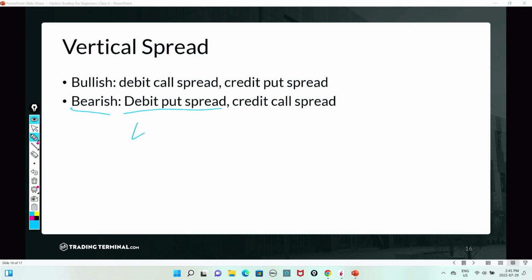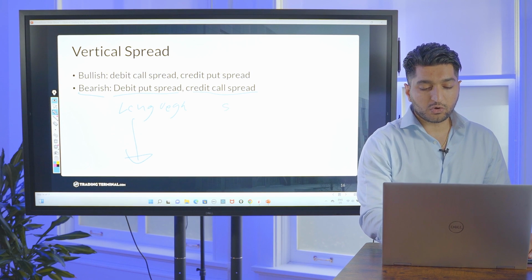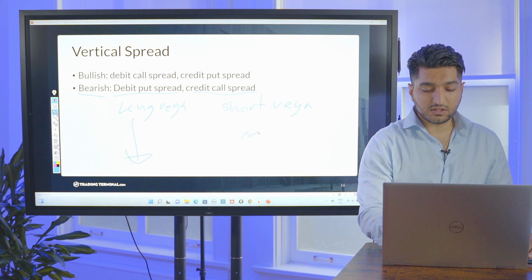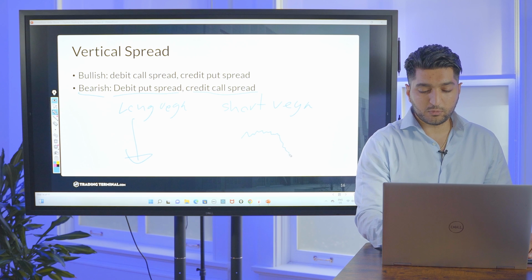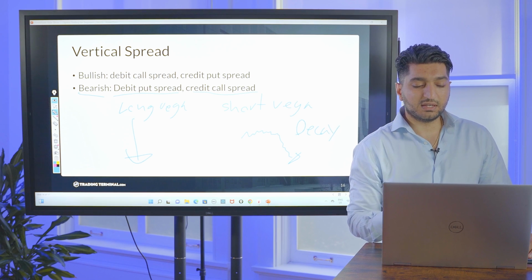You're going long Vega here again. So what do you need? A fast move down. Or you could do a credit call spread, so sell a call and then buy a call against it. You're going short Vega, and what you're betting on is consolidation and then maybe a slight move lower. The name of the game here is decay. You're betting on the option decaying.